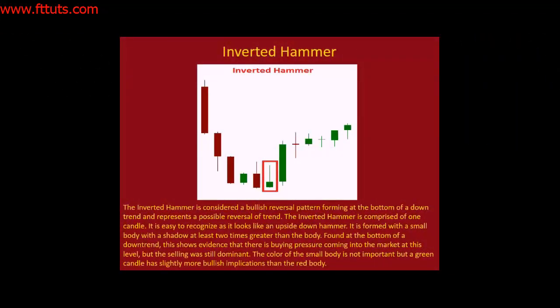Inverted hammer. The inverted hammer is considered a bullish reversal pattern forming at the bottom of a downtrend and represents a possible reversal of trend. The inverted hammer is comprised of one candle. It is easy to recognize as it looks like an upside-down hammer. It is formed with a small body with a shadow at least 2 times greater than the body. Found at the bottom of a downtrend, this shows evidence that there is buying pressure coming into the market at this level, but the selling is still dominant. The color of the small body is not important, but a green candle has slightly more bullish implications than the red body.